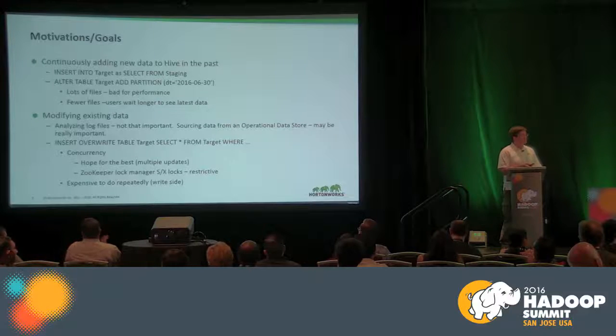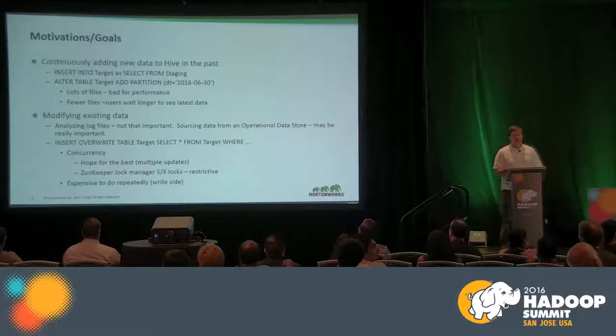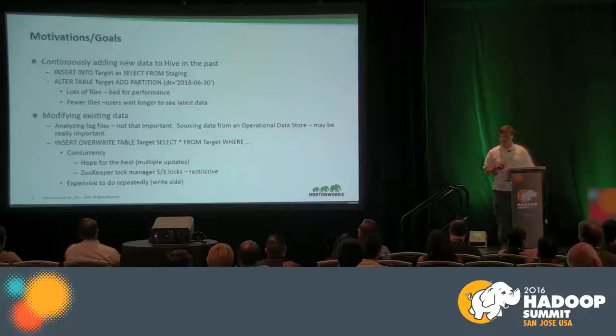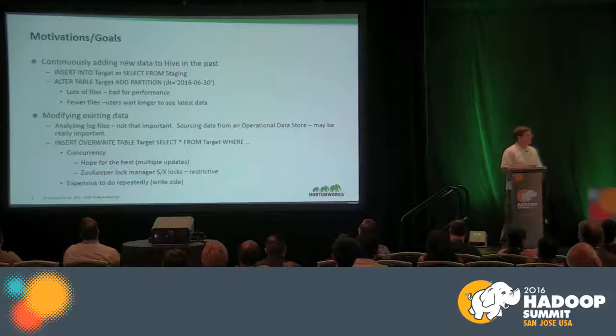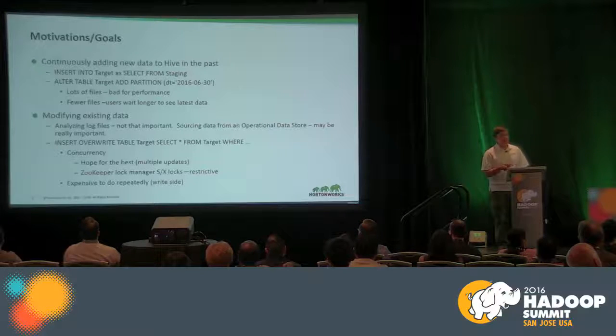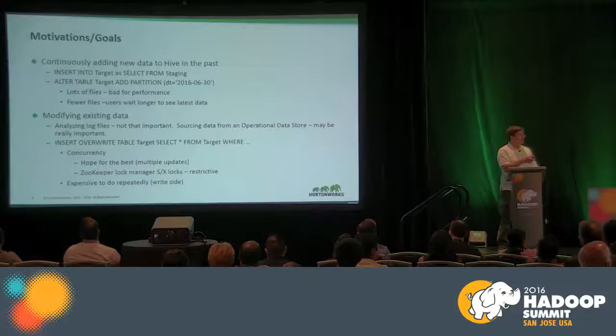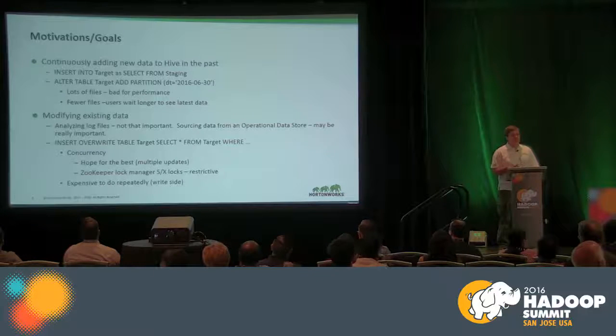You could stage the data into a temporary table and then run an insert statement into the target table. Another possibility was to, again, stage the data in some temporary table and then run a statement to add a partition. Both of these approaches have similar drawbacks. If you perform these operations very frequently, then you end up creating lots of small files, and in case of partitions, lots of small directories, and that affects performance negatively, and in the long run, it creates pressure on the name node and the Hive metastore.